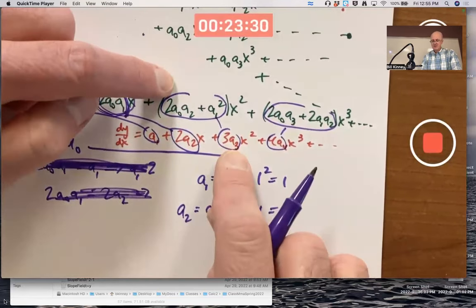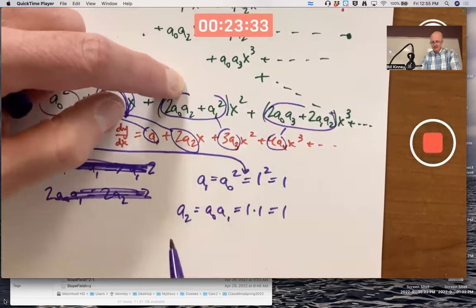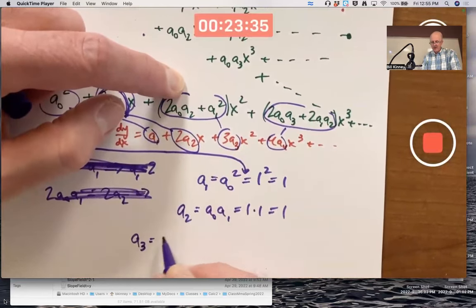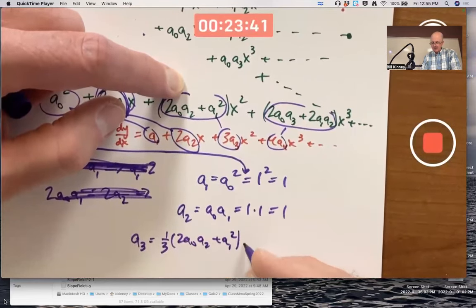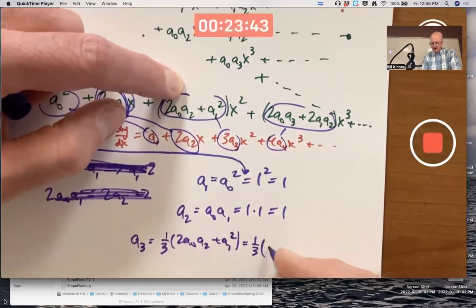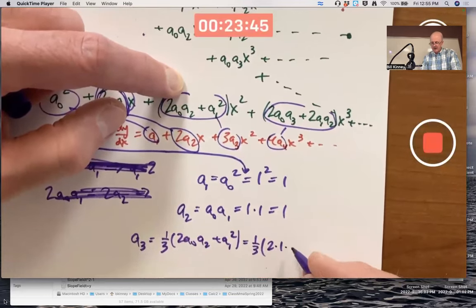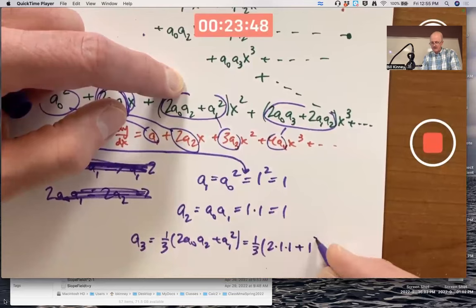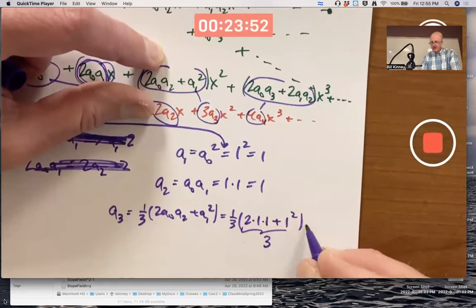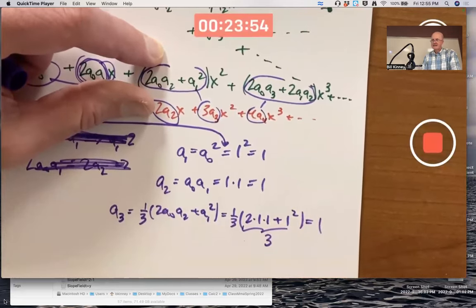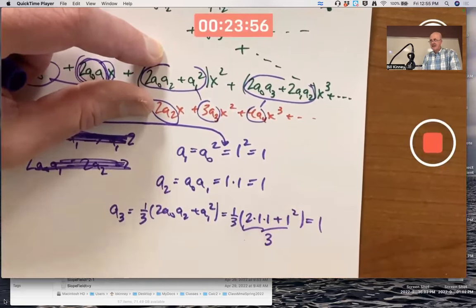For the next equation, 3a3 has to be this. So a3 must be 1/3 times (2a0a2 plus a1 squared). But all the numbers inside the parentheses there, a0, a2, and a1, they're all 1s. This simplifies to 3. 1/3 times 3 is 1. I think I see a pattern. All these a's seem to be 1.